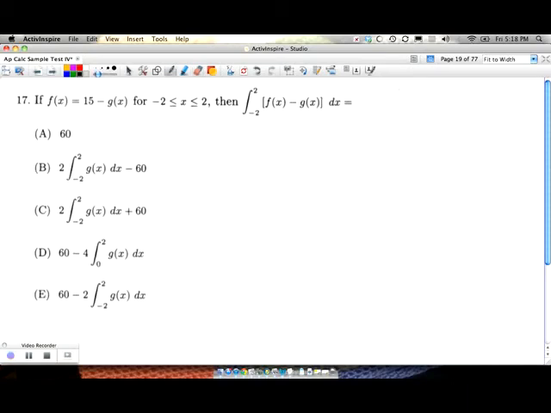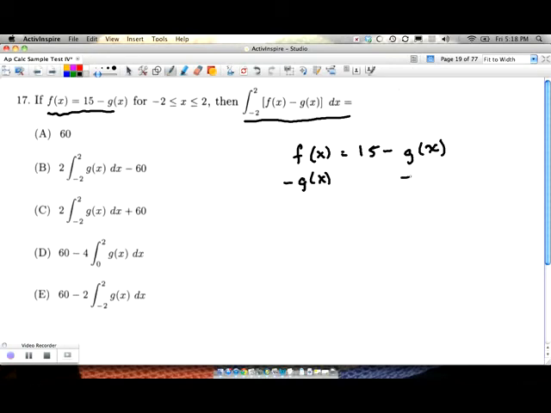I know that it has something to do with doing the algebra here. What I'm basically trying to do is get this similar to this here. Ooh. f of x equals 15 minus g of x. The integral of f of x minus g of x. Let's see if we can do that. If we were to do the integral of both sides, we got f of x equals 15 minus g of x.